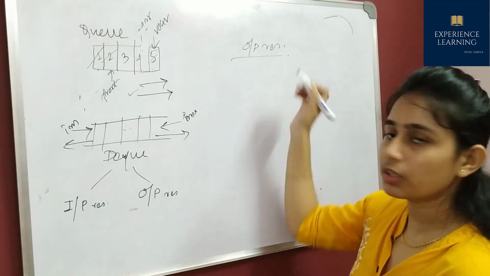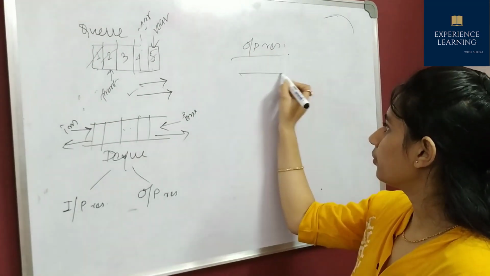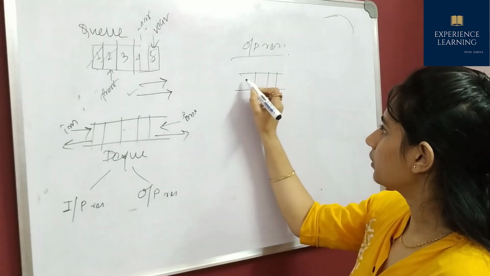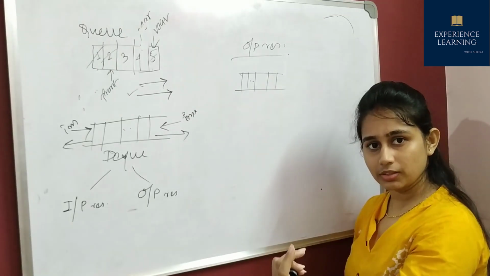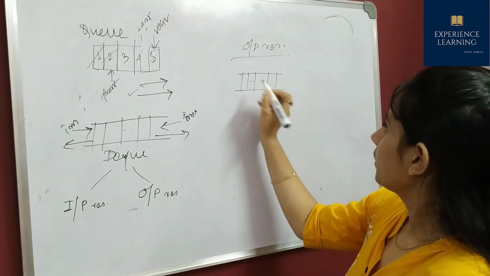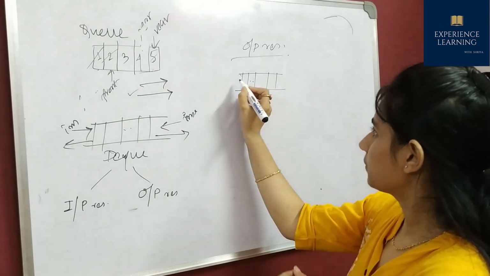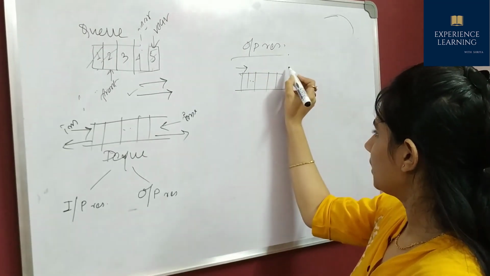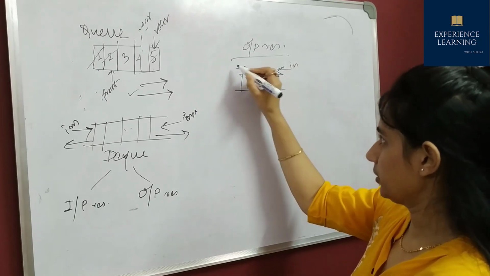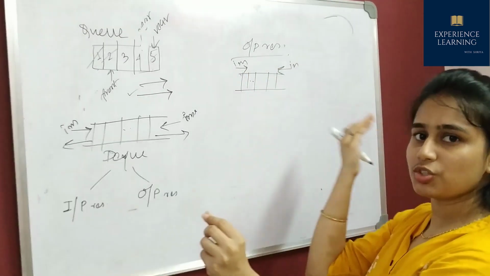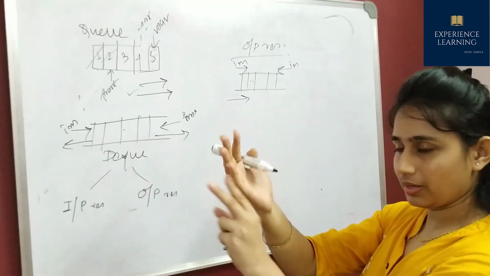And what about the output restricted? From the name I think you can understand it: an output restricted double-ended queue is a type of queue where insertion is possible from both sides. So you can insert in this direction as well as this direction. But deletion is only possible in this direction.